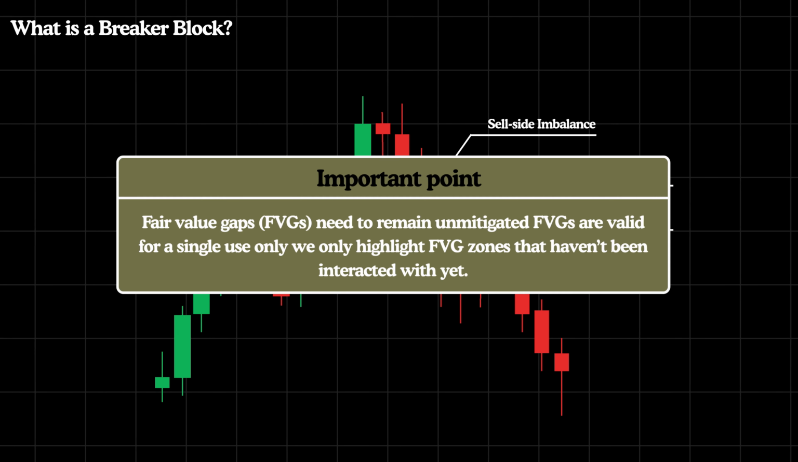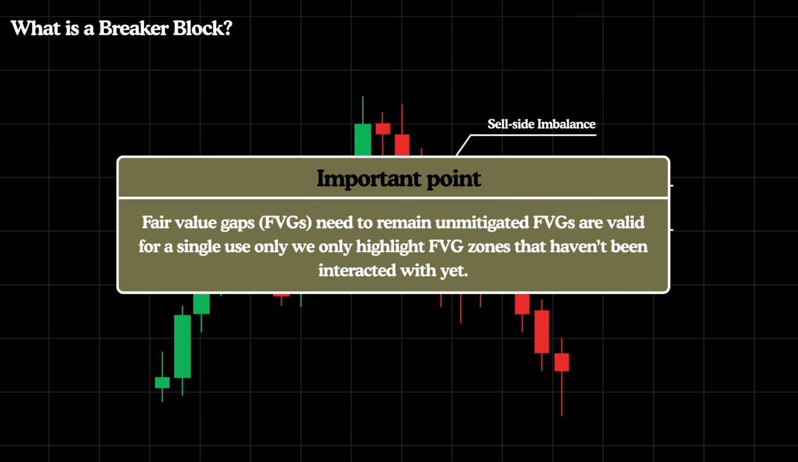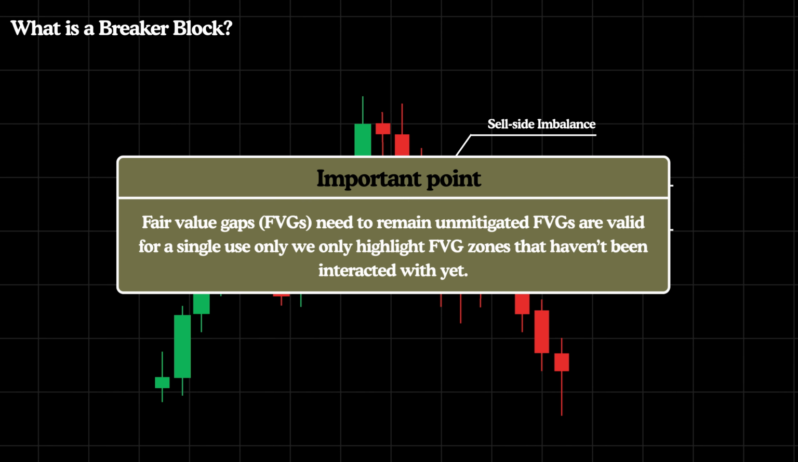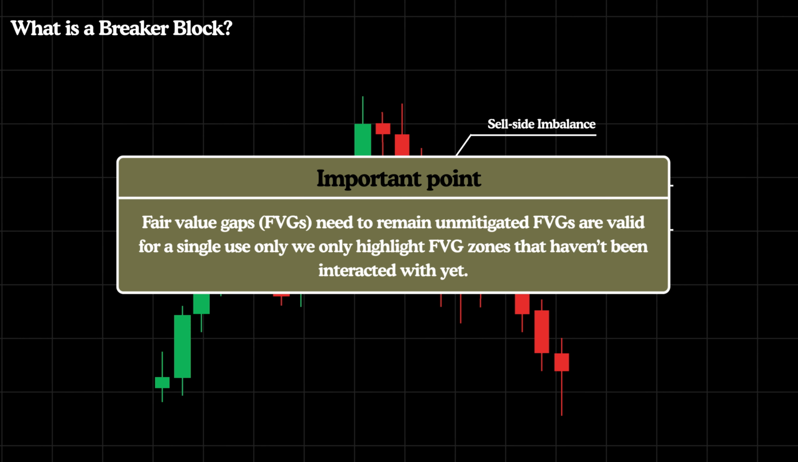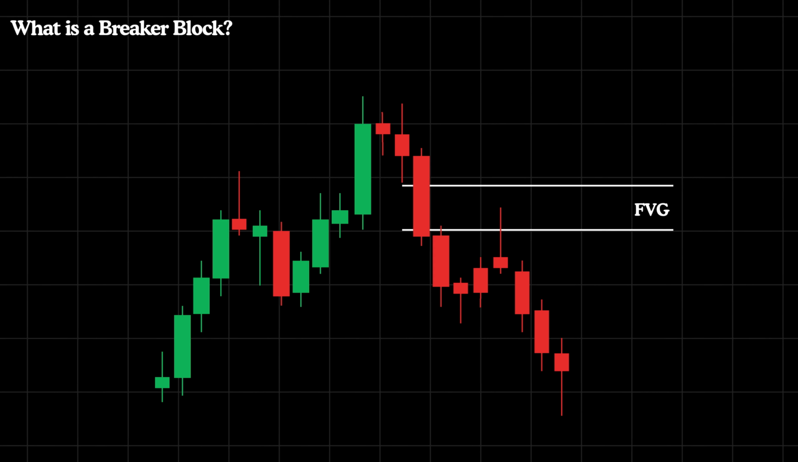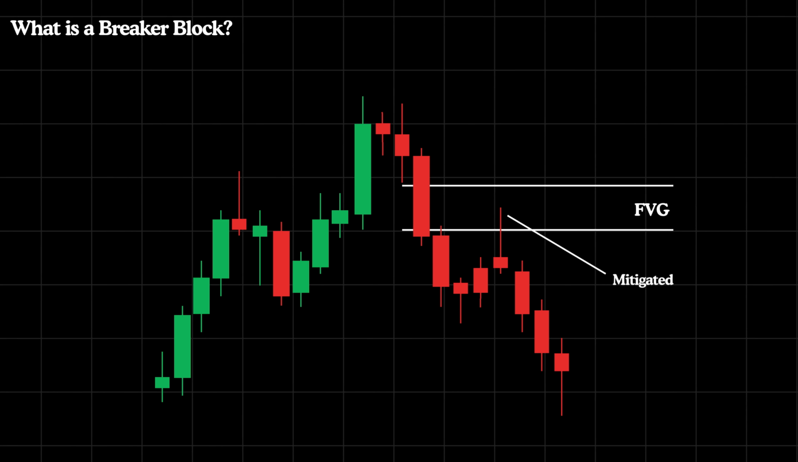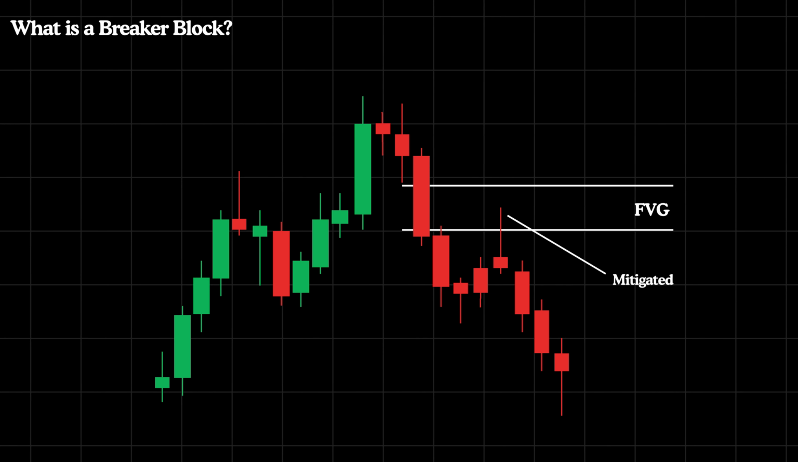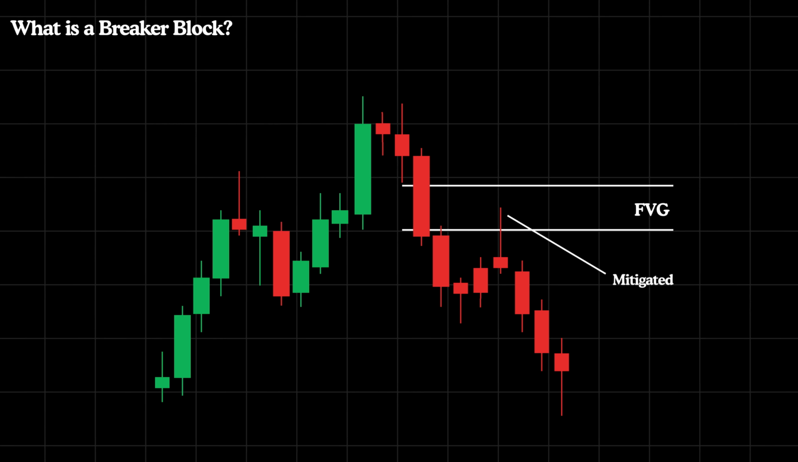Keep in mind, fair value gaps, FVGs, need to remain unmitigated. FVGs are valid for a single use only. We only highlight FVG zones that haven't been interacted with yet. If price enters an FVG zone for the first time, that's when we consider it a valid trading opportunity. Once price taps into it, it becomes mitigated and is no longer reliable for future setups. If you'd like to explore these concepts further, make sure to check out our previous video. Now let's get back to the unicorn model.